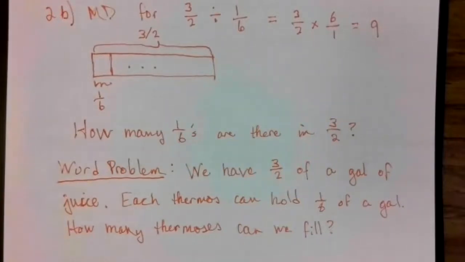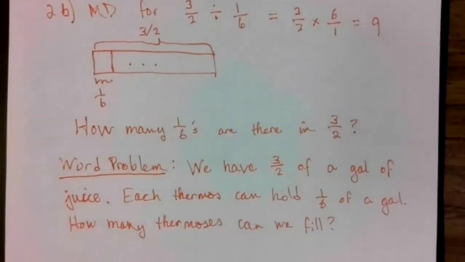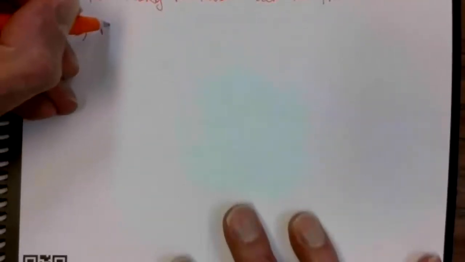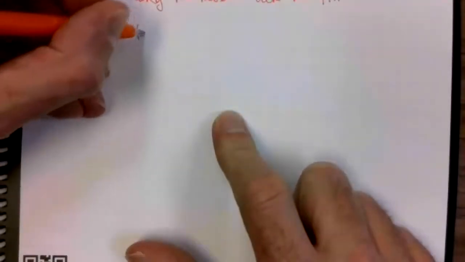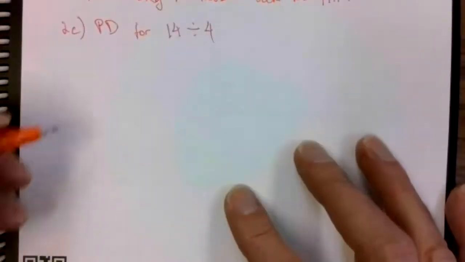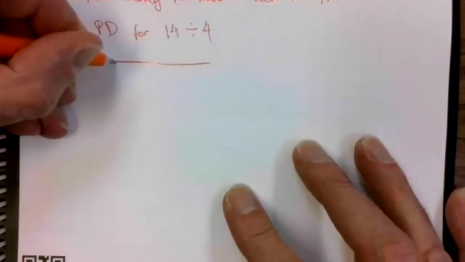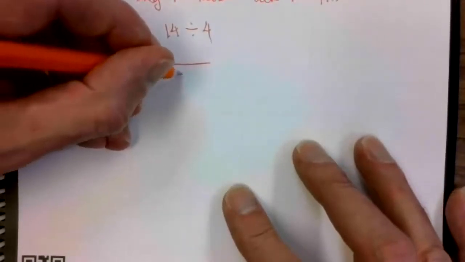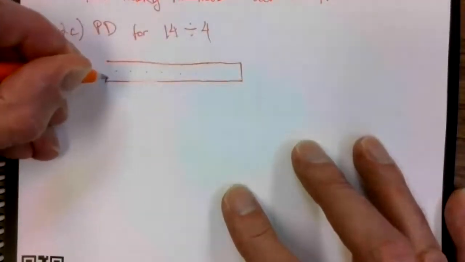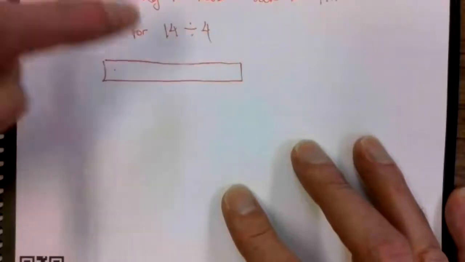Okay, let's do part C, 2C. Okay, so this is about partitive division, for 14 divided by 4. Okay, so I'm starting with my picture. There's my picture.